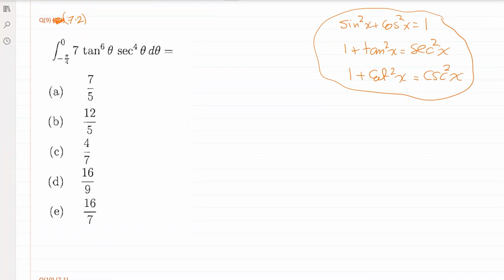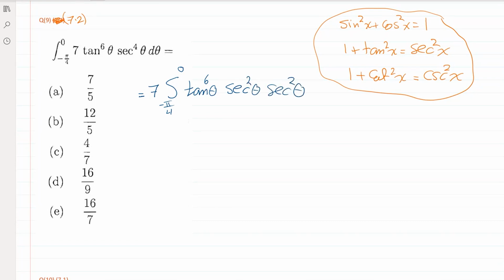Okay, let me. Come on, Ahmed. Did you solve it, Ahmed, or not? Yes, I solved it. Let's solve it together. How did you solve it? First, I take secant square, separated from the secant to the power 4 to use it later on. Let me take 7 outside, from minus pi over 4 to 0. Now, tan power 6 theta, then secant square theta multiplied by secant square theta.